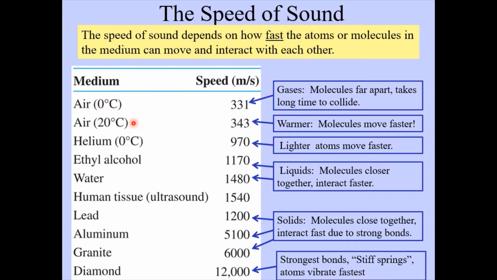You can see that air at room temperature is a little bit higher. It's 343 meters per second. This is due to the molecules moving faster at higher temperatures. Now, helium is interesting. Helium gas is very light. Of course, that's why they use it in helium balloons. And because of those lightweight molecules, they can move faster and react faster. They have less mass, less inertia.